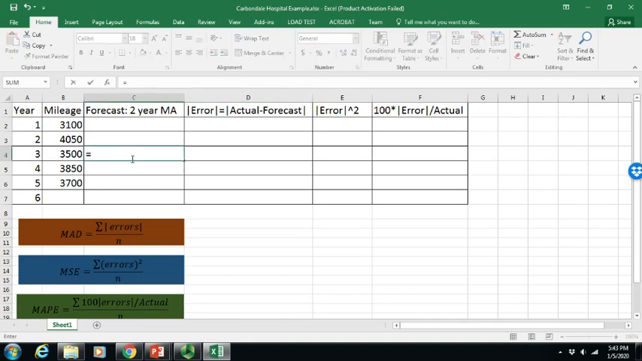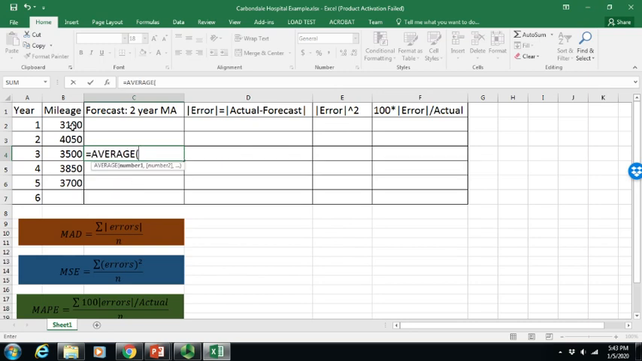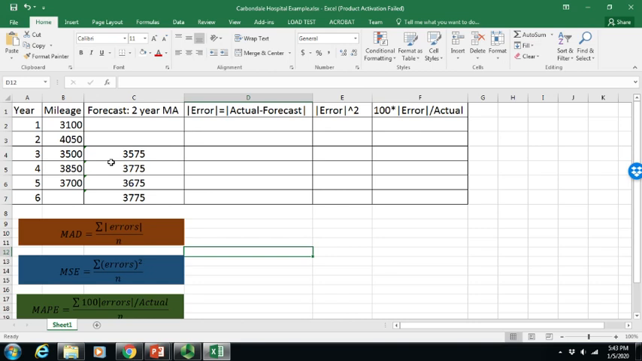We start from here. Again, average of the past 2 years. So copy and paste and get the forecast mileage for year 3, 4, 5, and 6. Okay, now we see the forecast, but we need to find out what the error for this forecast is and how accurate our method is.